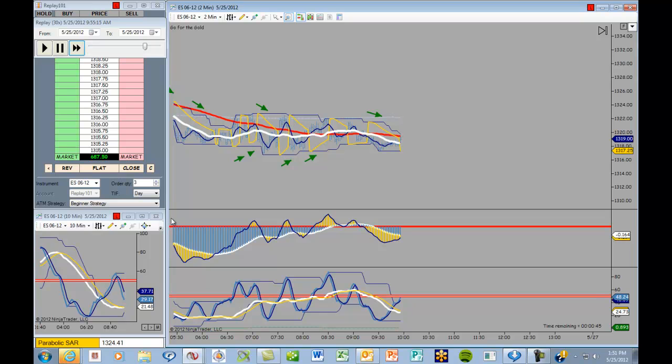Okay, stopped out. Now, I don't think we want to even think about anything on the long side. Look at the 10-minute stochastic. Both of them are heading lower, and our long term is heading lower as well. Plus, we don't really have a cross on the MACD.